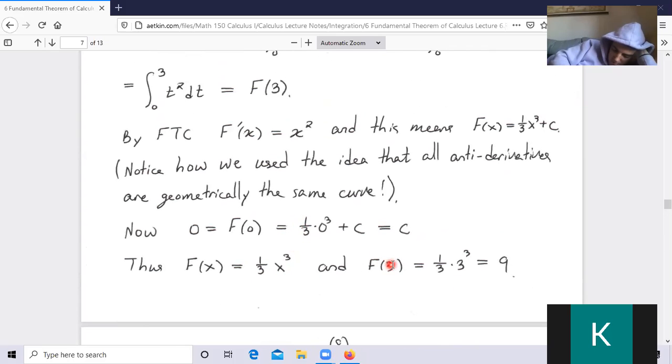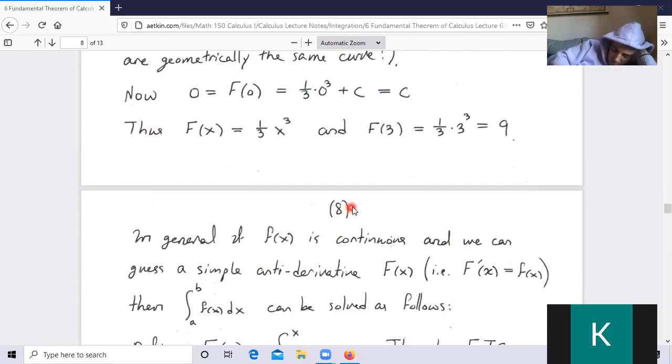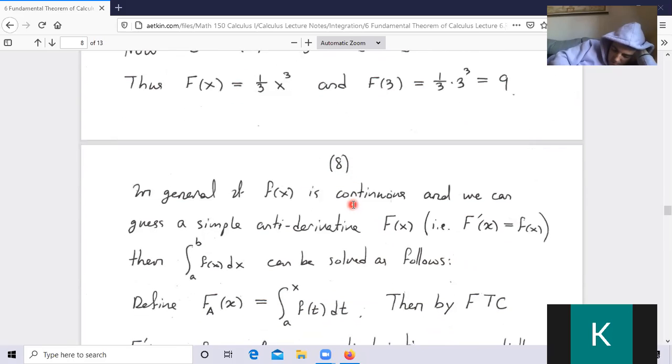And so what is F of 3? F of 3 is this function where I plug in the number 3. So the answer is 9. Now let's see if we can do that in general.